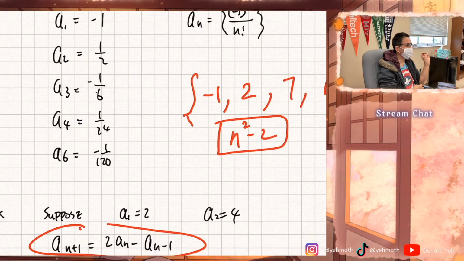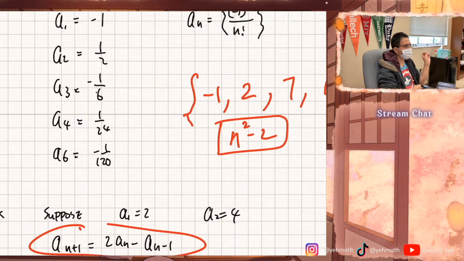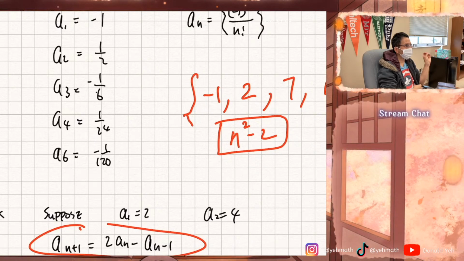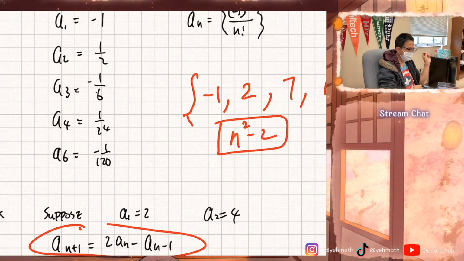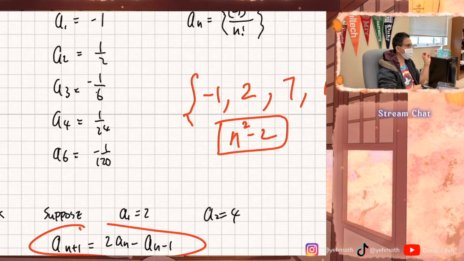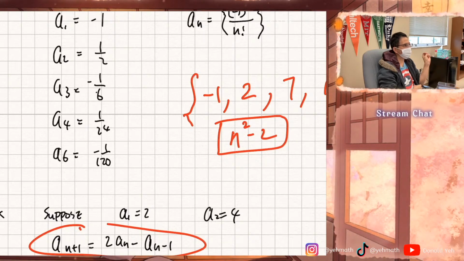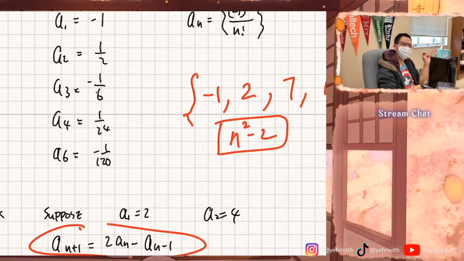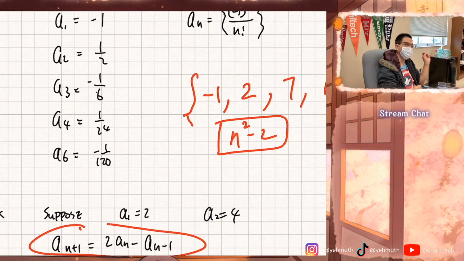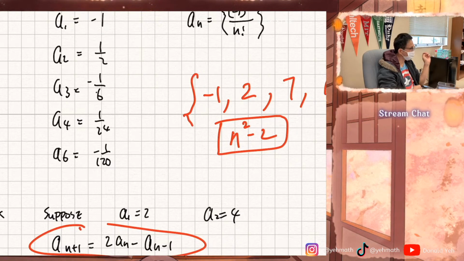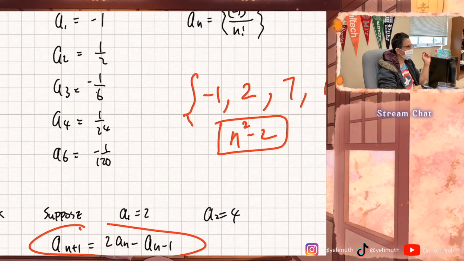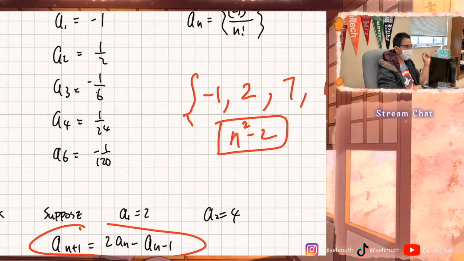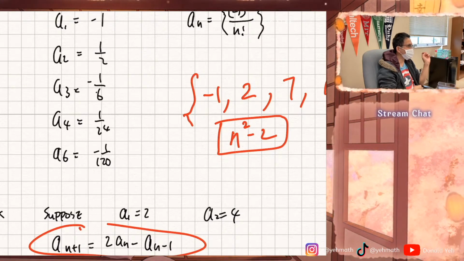It's a multiplication of two prime numbers. What? Is it a prime number? No, it's not a prime number, but it's okay. I think you got it.